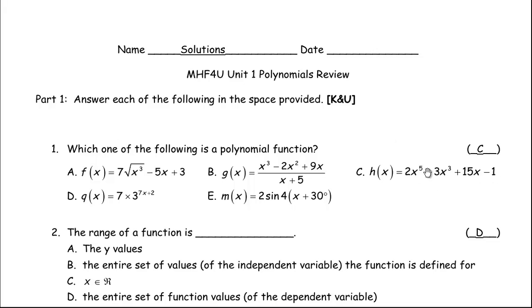This is a polynomial function because all the exponents are whole numbers only, 5, 3, 1, and of course you could call it x to the power of 0 I suppose in the end.